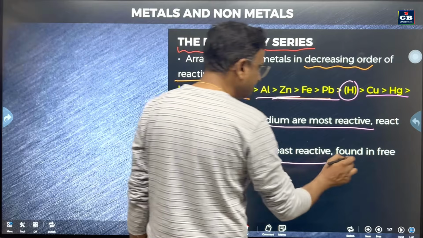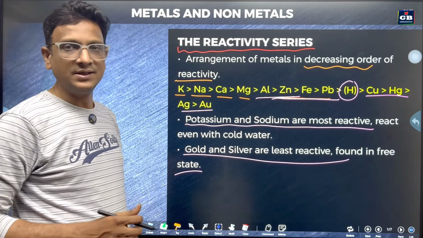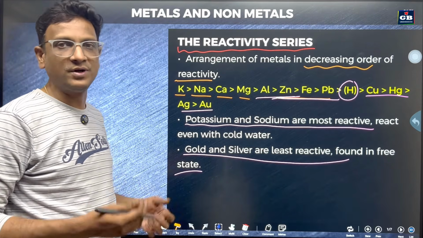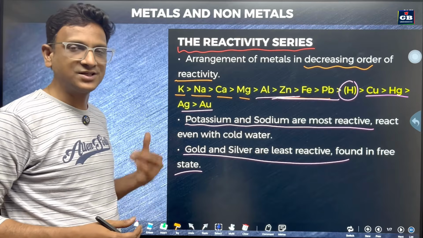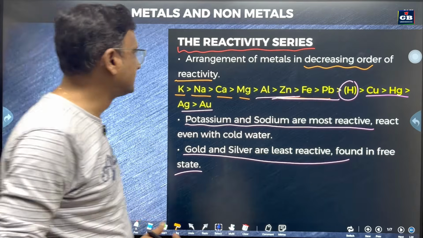Gold and silver are least reactive, found in free state. That is the reason when they are found in the earth minerals, they are mostly found in the free state, because their reaction with the other materials is very less. They are least reactive, gold and silver.